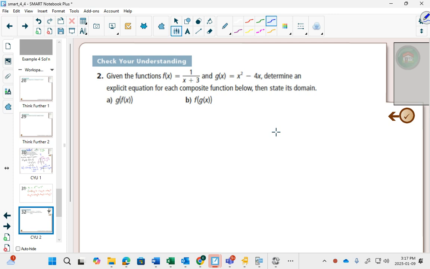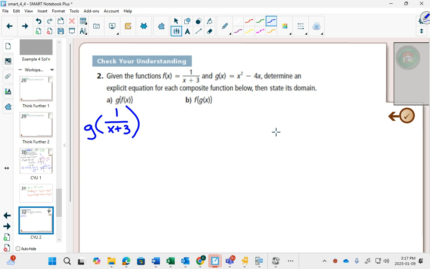So we have two functions. Again, no square root, so it's not going to be too bad. Give an explicit equation for the composite function and state its domain. So for A, f of x is 1 over x plus 3. That looks a little awkward.